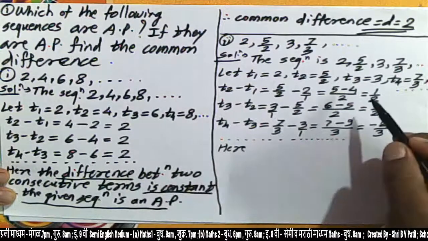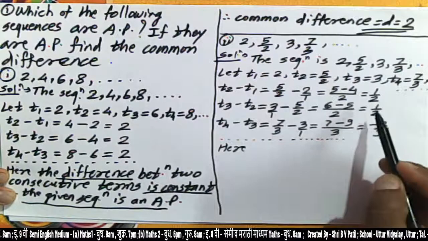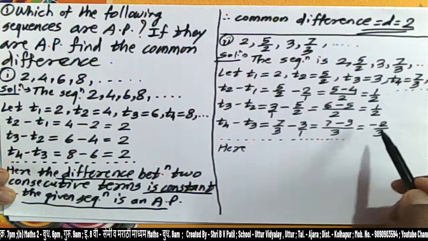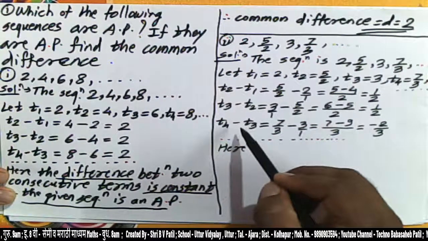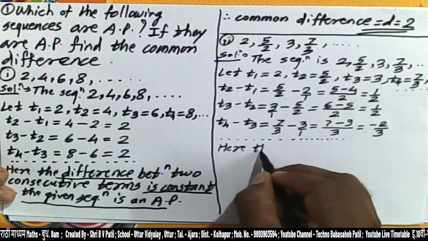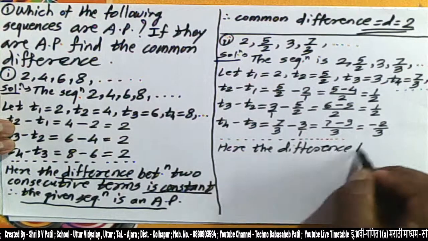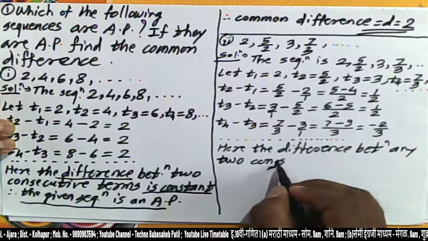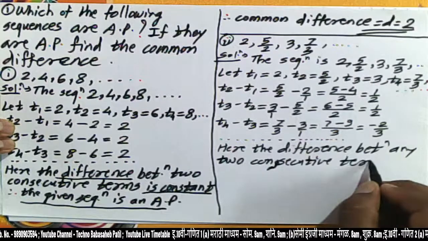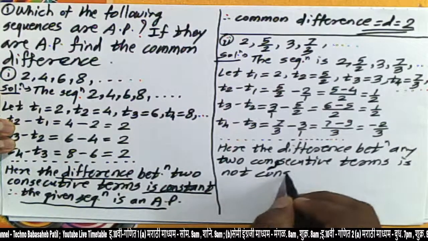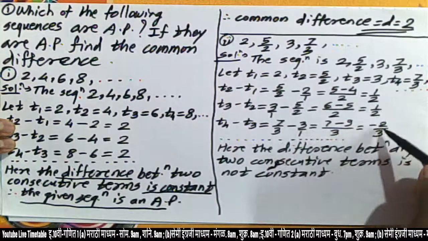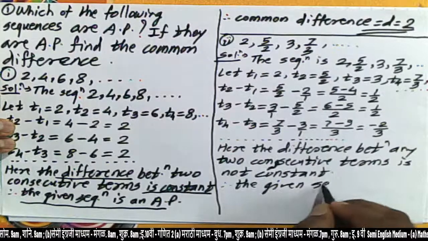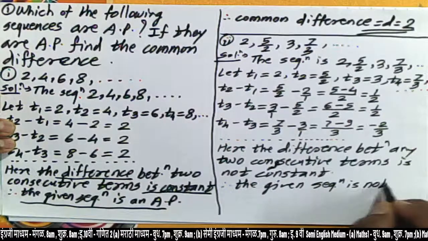Here the difference between any two consecutive terms, are they similar? First and second difference is similar, but third is not similar. Therefore, we can say that the difference between any two consecutive terms is not constant. Here, not constant, because first and second is similar, third is different, and therefore the given sequence is not an AP.